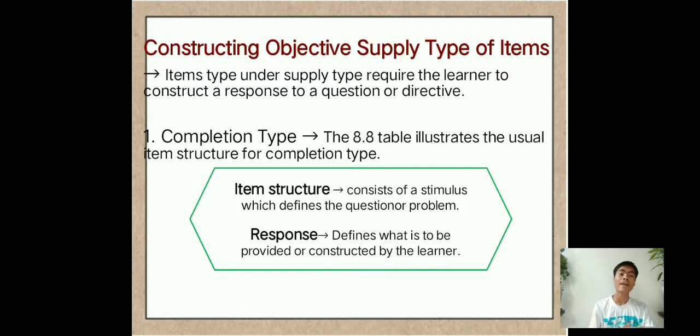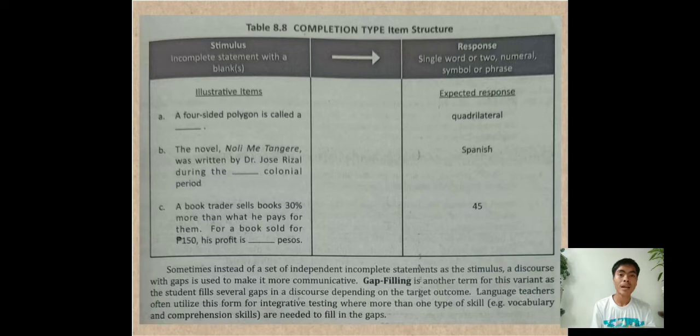And then the completion type. Table 8.8 illustrates the usual item structure for completion. The item structure consists of a stimulus, which defines the question or problem. So the question or problem belongs to the item structure. And then a response defines what is to be provided or constructed by the learner. The learner will be the one to respond to the question given by the teacher. So look at the example, the image being flashed on screen. In the completion type structure, an example is: a four-sided polygon is called blank.